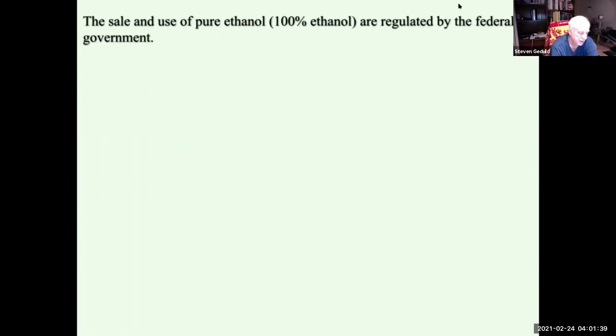The sale and use of pure ethanol, 100% ethanol, is regulated by the federal government. You're not buying drinks that are 100% ethanol. 100% ethanol is what's called 200 proof. I think the highest you can buy is like 180 proof. 100% ethanol, 200 proof, is fatal if you drink it. And it's regulated by the federal government. We use it in labs and things like that.